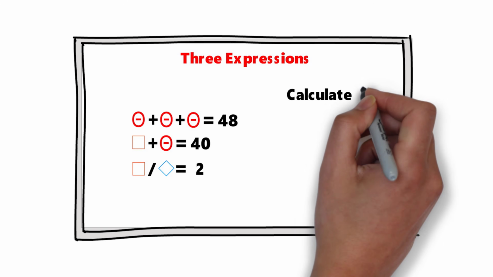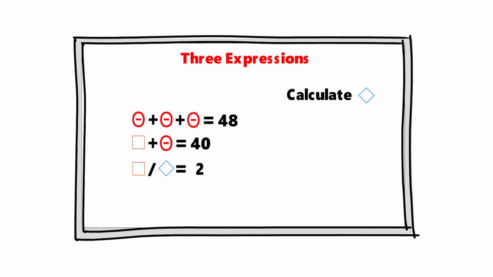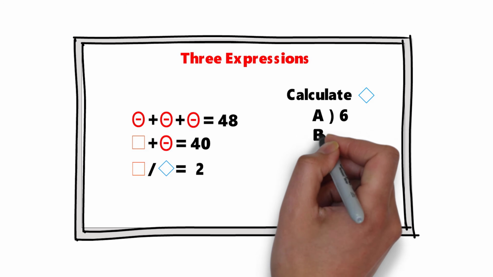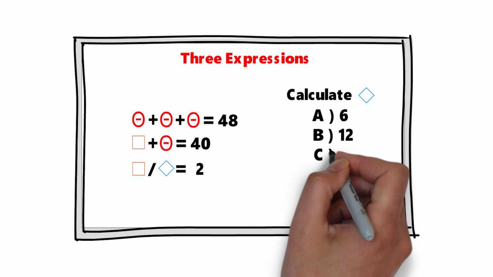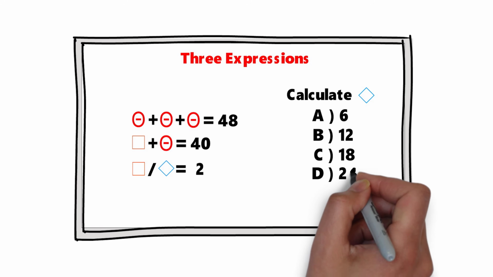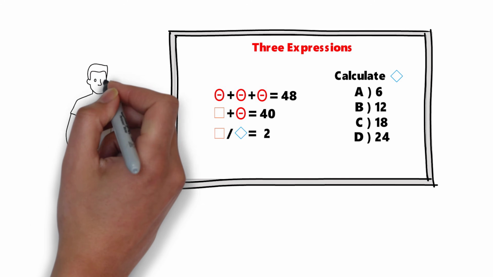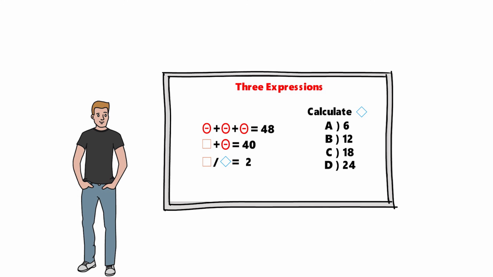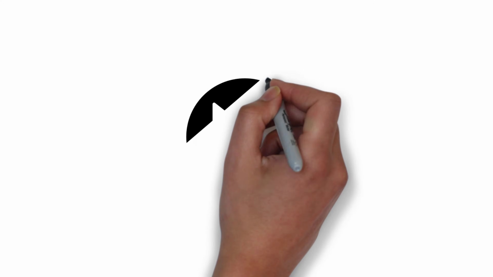So you need to calculate the diamond. You're presented with four different choices. Choice A, 6, choice B, 12, choice C, 18, and choice D, 24. Can you do the math? Give yourself 10 to 15 seconds, maybe 20 to 30 seconds, depending on how quick you are with the math. Ready or not, I'm moving forward and going to reveal how to do the calculation and solve this particular problem.